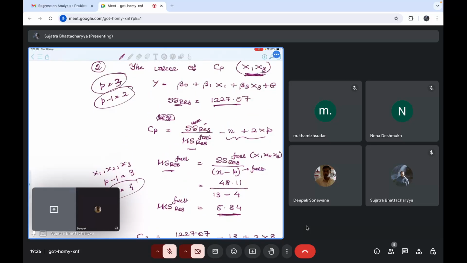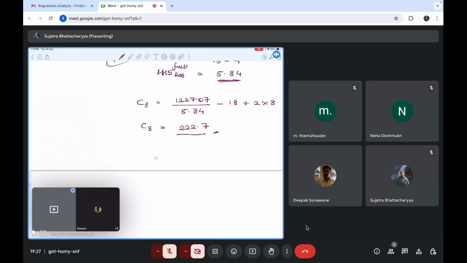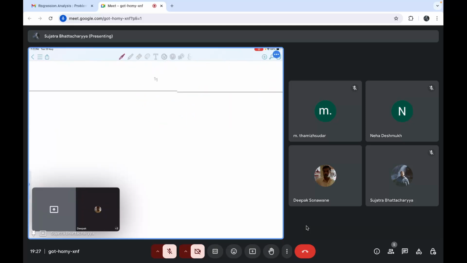Fine. So this numerator SS residual is directly from whichever regression is being asked to calculate, that is x1, x3. But MS residual is for the entire model. Just remember this. And the degrees of freedom while calculating MS residual will also be for the entire model. So these are the two problems for the first question.